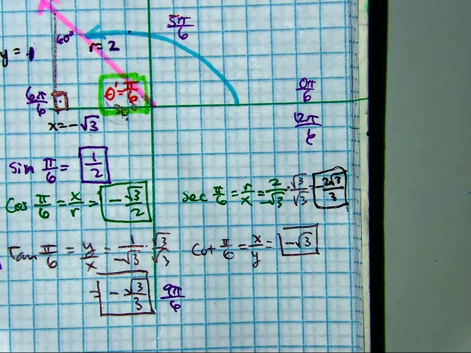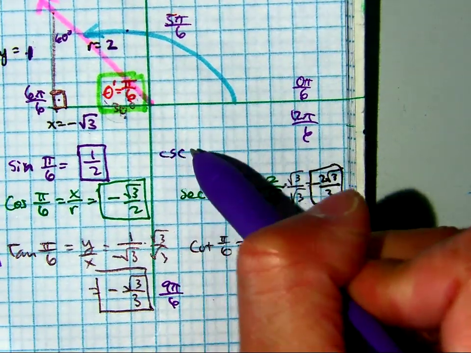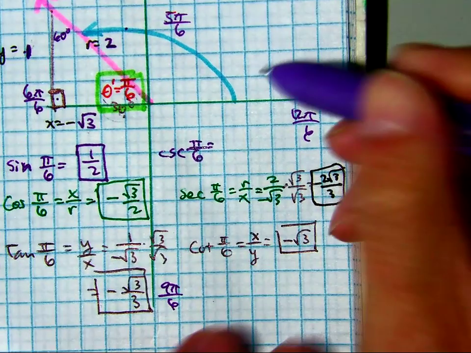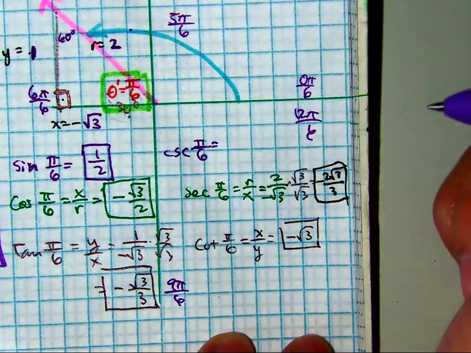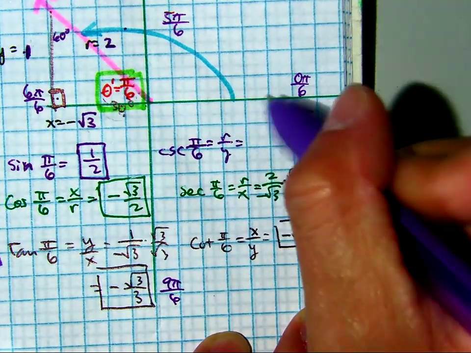And the last one is cosecant, which is going to be what? R over y, which is going to be 2 over 1, which is just 2.